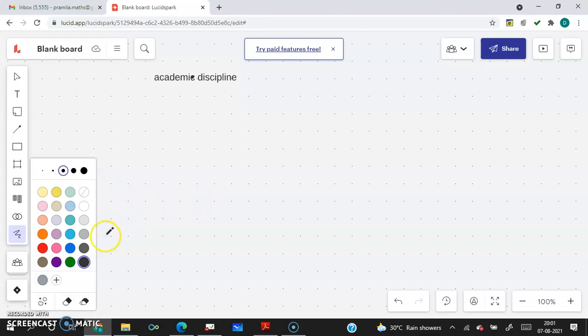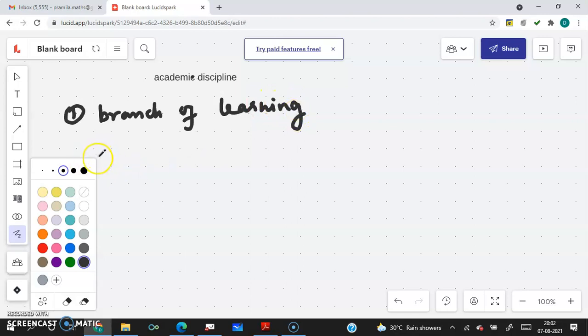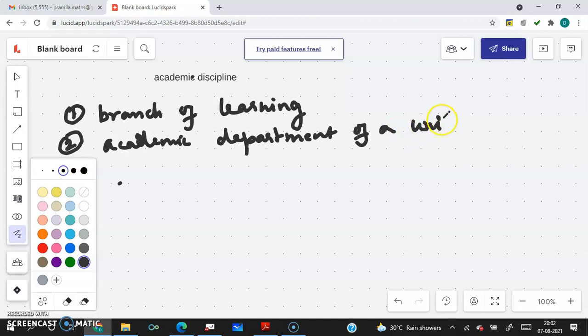Now we are studying about academic discipline, right? What is academic discipline? First one is, academic discipline is a branch of learning. It is a branch of knowledge. And second, we can call it as the field or branch of learning affiliated with the academic department or university, for the advance of research, scholarship, etc.